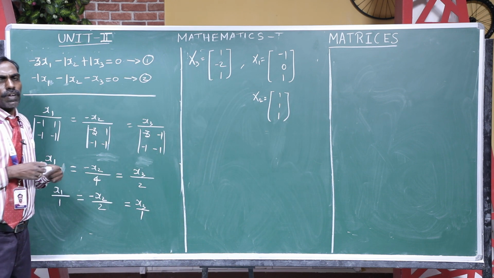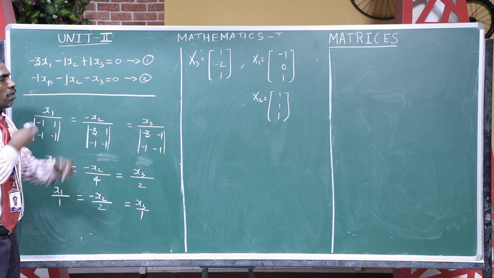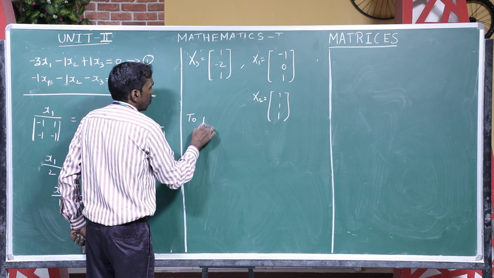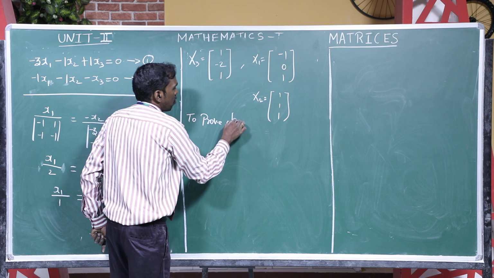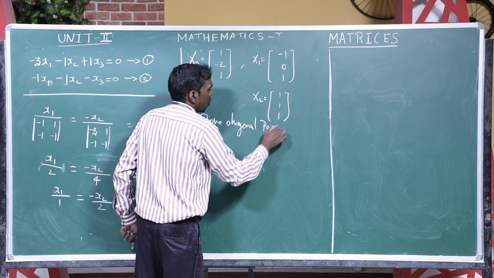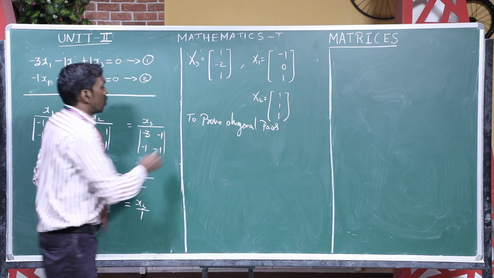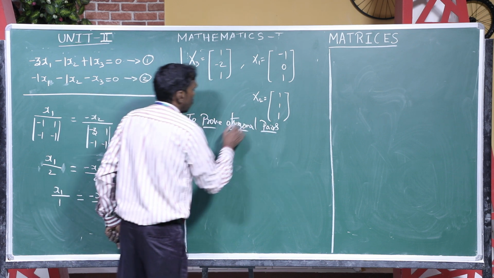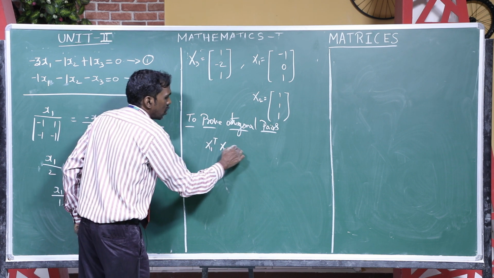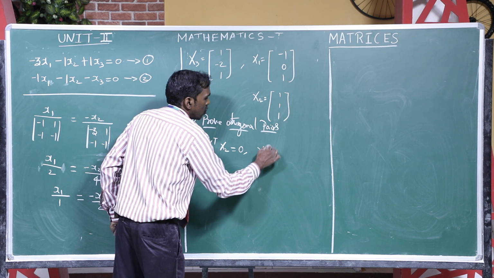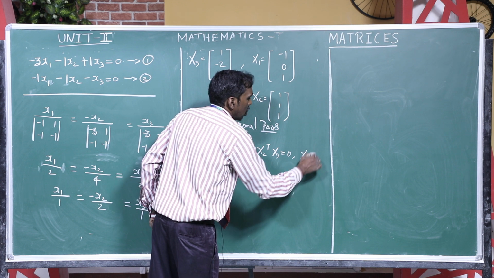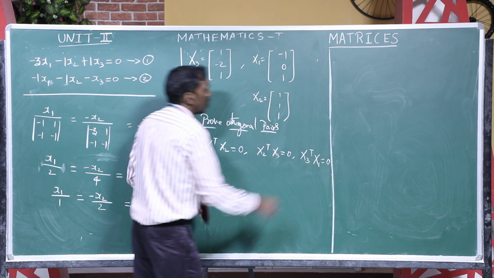Now we have to prove these eigenvectors are orthogonal in pairs. So what is orthogonal in pairs? What are the conditions? We have 3 vectors. To prove they are orthogonal in pairs, the conditions are: x1 transpose x2 equal to 0, then x2 transpose x3 equal to 0, then next x3 transpose x1 equal to 0.